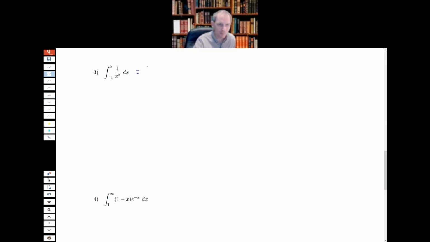We're going to say, okay, this is the integral from -1 to 0 of 1 over x cubed, which I'll write as x to the -3rd, plus the integral from 0 to 2 of x to the -3rd. Okay, and let's work out those two integrals separately. The integral from -1 to 0 of x to the -3rd dx is the limit as b goes to 0 on the left of the integral from -1 to b of x to the -3rd dx.